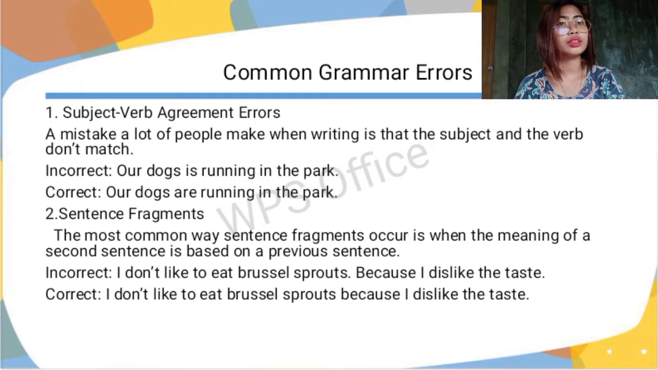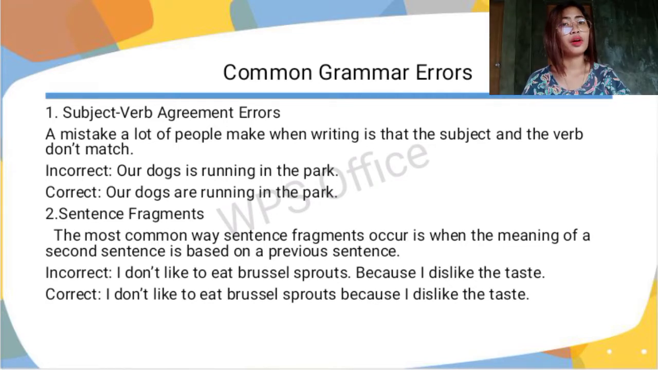So, from the correct sentence, "is" is replaced by "are" so that they connect to each other, which is, "our dogs" is plural and "are" is plural. That's what makes the sentence correct.